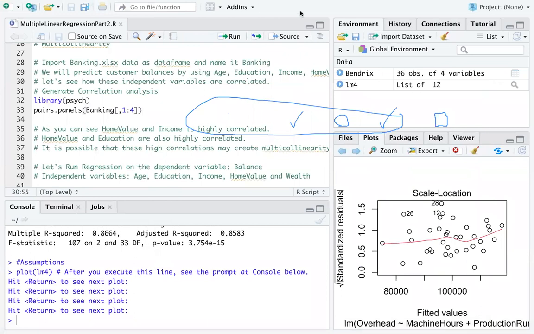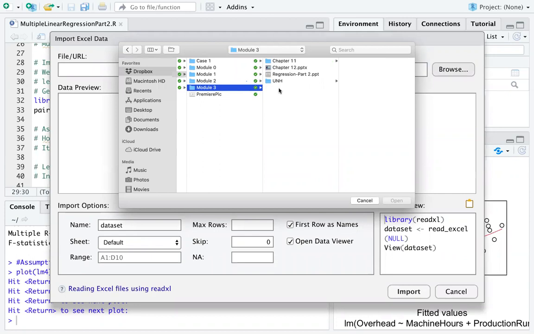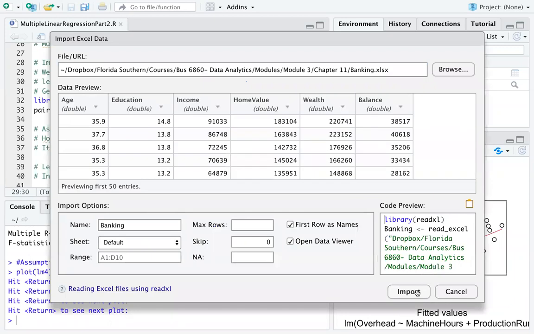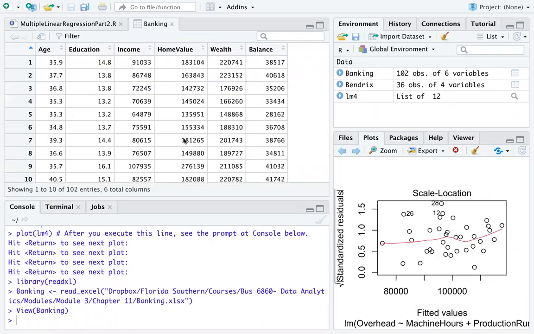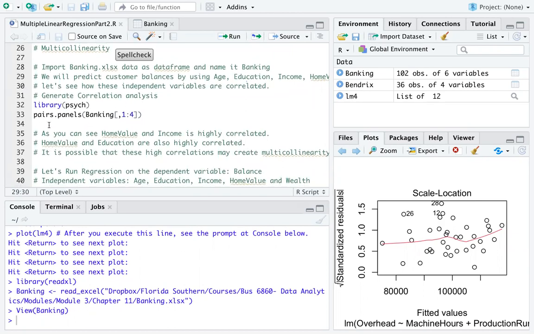Let me clean this. Okay, so let's import our banking data set. It's an Excel file, so I select this. Here, my module 3, chapter 11, banking. Okay, I imported it. I have my columns, looking nice. It's already named banking. Make sure that it is named banking. Let's go here and, as we always do, run pairs.panels, and call this banking data frame, right?